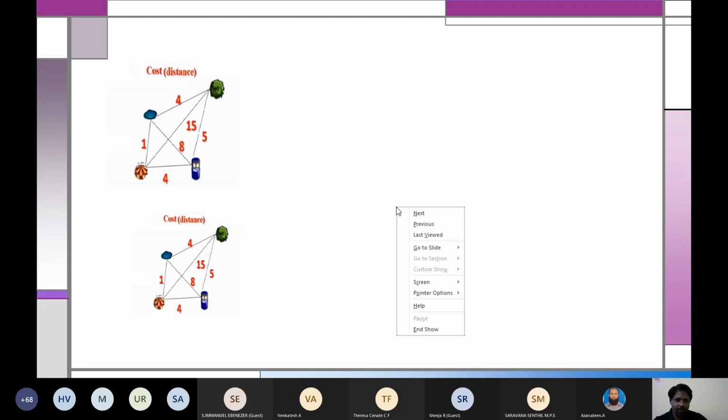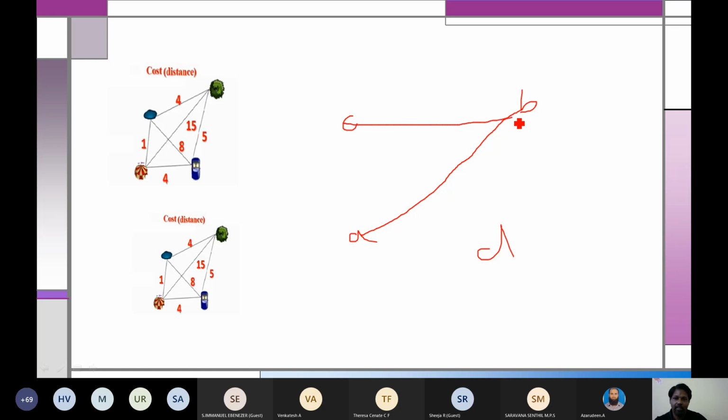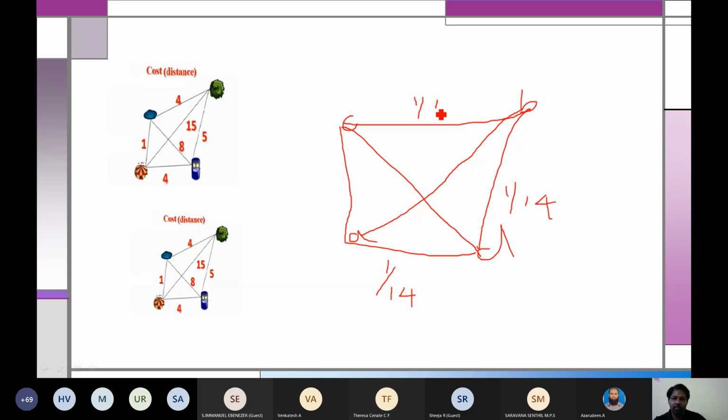When the total value. I have A, B, C, D. Assume this is the same as the diagram. The first ant has traveled. This is 1 by 14, this is 1 by 14, this is 1 by 14, and this is also 1 by 14. So this is what the first ant has traveled.